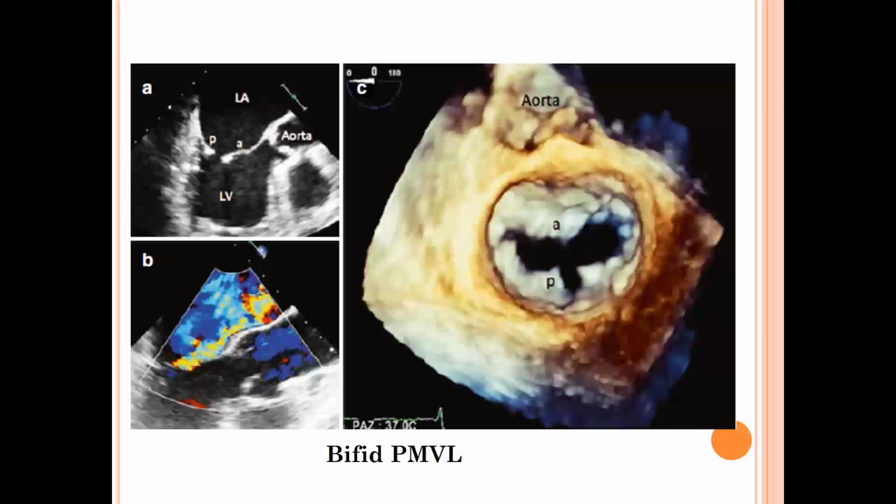When we did the three-dimensional echo and cropping and we had the en-face view of the mitral valve, we found that there is a cleft of the posterior mitral leaflet, which is the source of mitral regurgitation. So the patient was subjected to repair rather than mitral valve replacement.